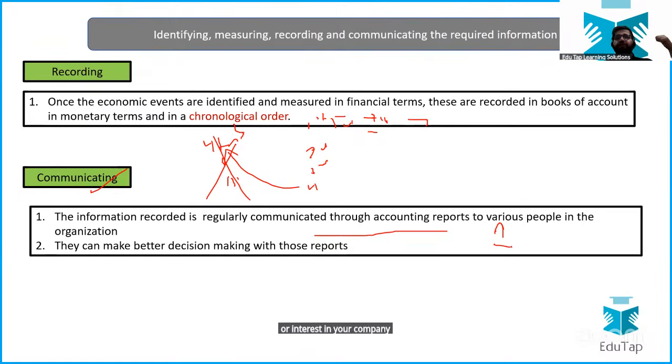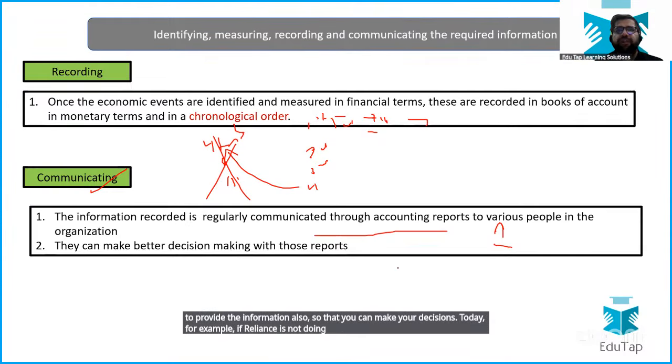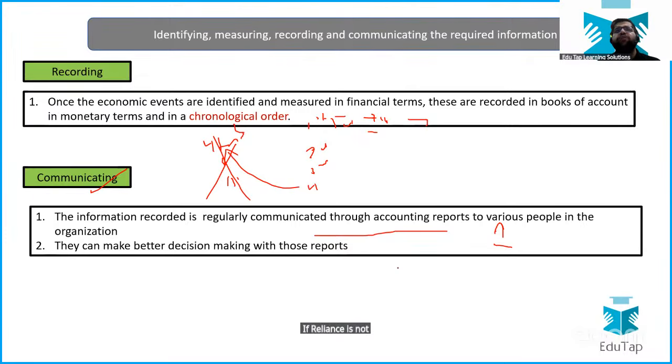And I hope you remember the new definition of accounting is what? To provide the information also so that you can make your decisions. Today, for example, if Reliance is not doing recording, how will I come to know whether Reliance is in profit or not? And if the profit numbers are not out, how will I say whether Reliance is a good company or not?